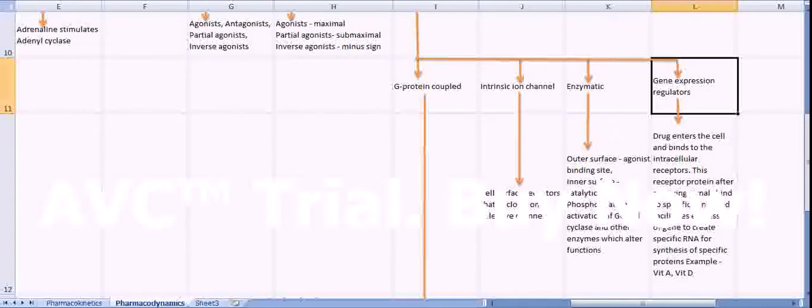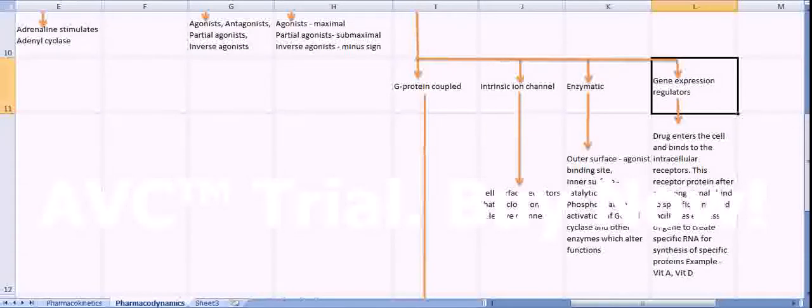Then this protein is a functional component of the cell, so it carries different functions. So the drug here enters the cell and binds to the intracellular receptors present in the cell. This receptor protein, after receiving signals, binds to the specific genes, which means specific DNA, and facilitates the expression of the gene to create specific RNA.